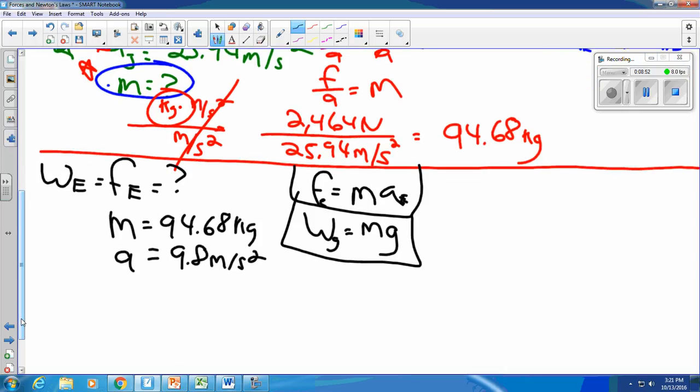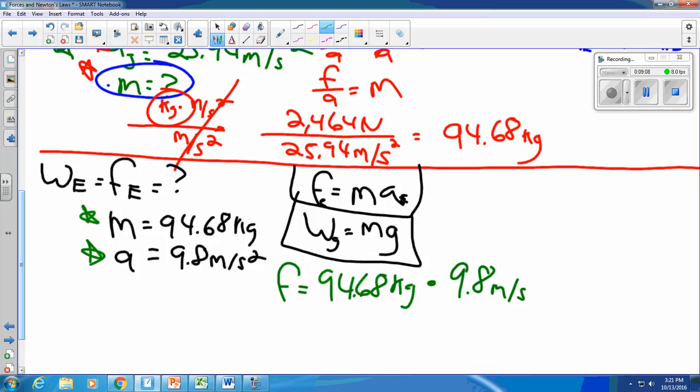So let's plug in what we know. It's, once again, a plug and chug. I know my mass, I know my acceleration. Force equals 94.68 kilograms times 9.8 meters per second squared. If we do that on my sweet little calculator, I'm going to get 927.864-ish newtons. Okay? Now to end this problem, notice how I haven't rounded yet.